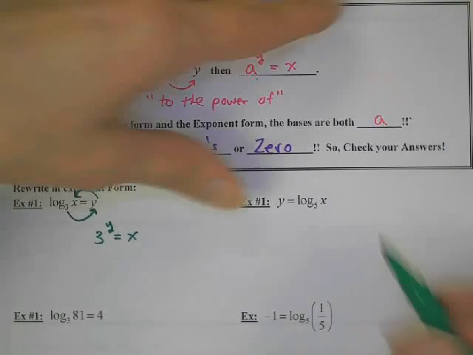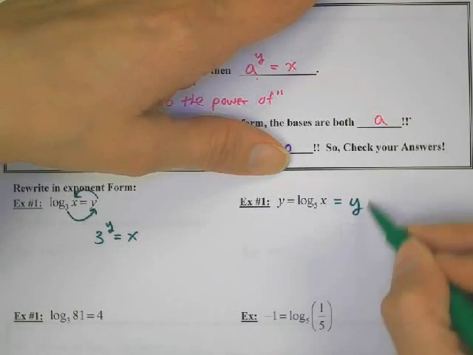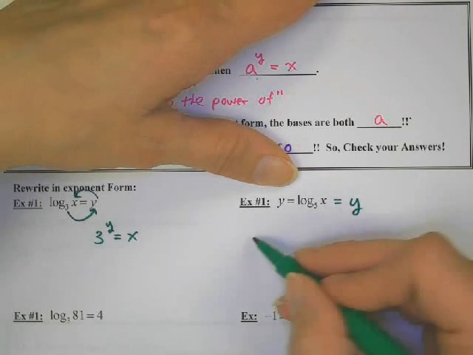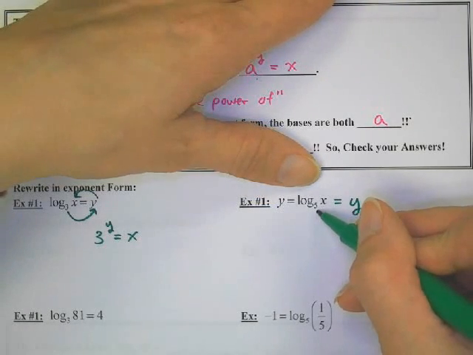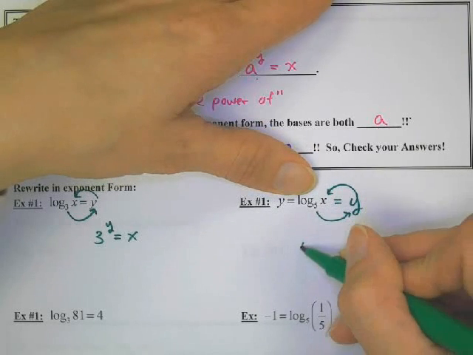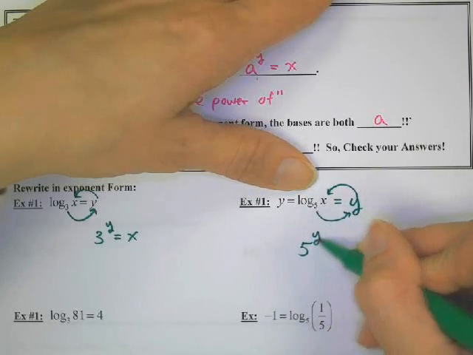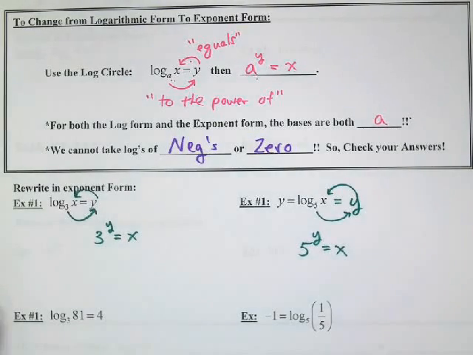Let's practice it again. I like to have the y over here on the right-hand side. That way I can do my circle to the right. It's kind of weird going to the left. So I'll just write the y over there, and we start with the base. And we'll say 5 to the power of y equals x. There you go, exponent form.